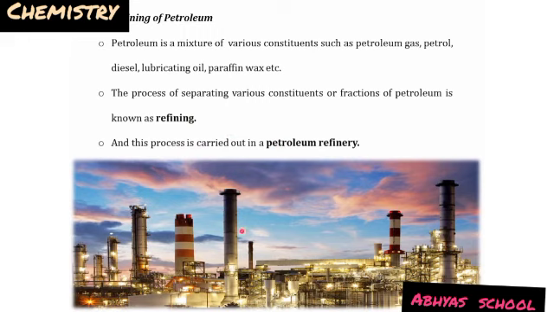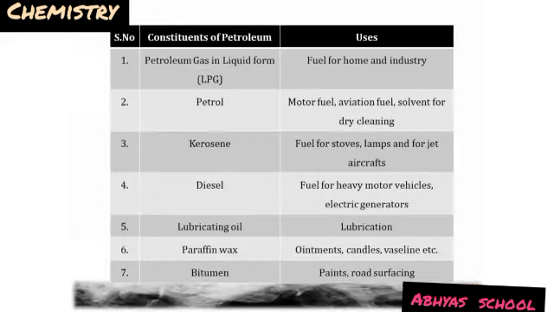This is a refinery, petroleum refinery. So some of the constituents of petroleum and uses are described here. The first one is LPG, liquefied petroleum gas. It is mainly used as a fuel for home, like cooking gas, and industry. Then petrol, it's used as a motor fuel, aviation fuel, solvent for dry cleaning. Kerosene, it's a fuel for stoves, lamps and for jet aircrafts.